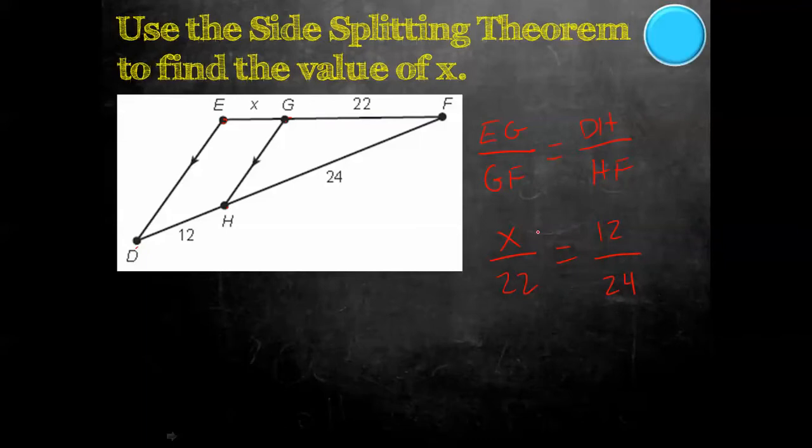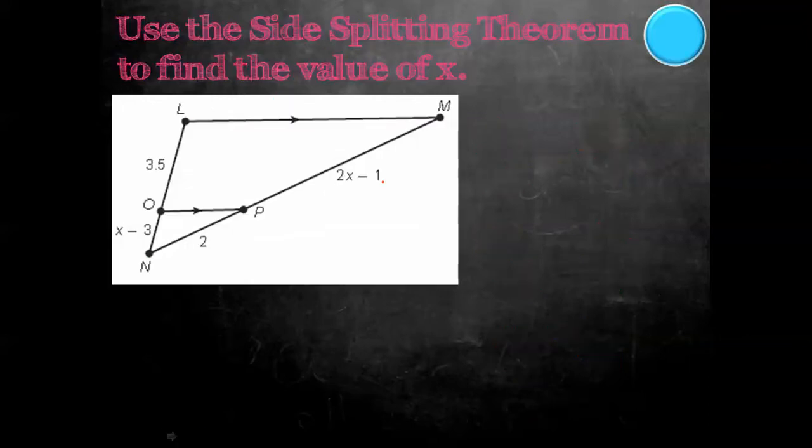So now we're going to cross multiply. 24 times x is 24x. And then we're going to take 12 times 22, which is 264. We're going to divide by 24, and that's going to give us 11. So x is going to equal 11. And if we go back and plug that in, 11 over 22 is 1/2, and 12 over 24 is 1/2.